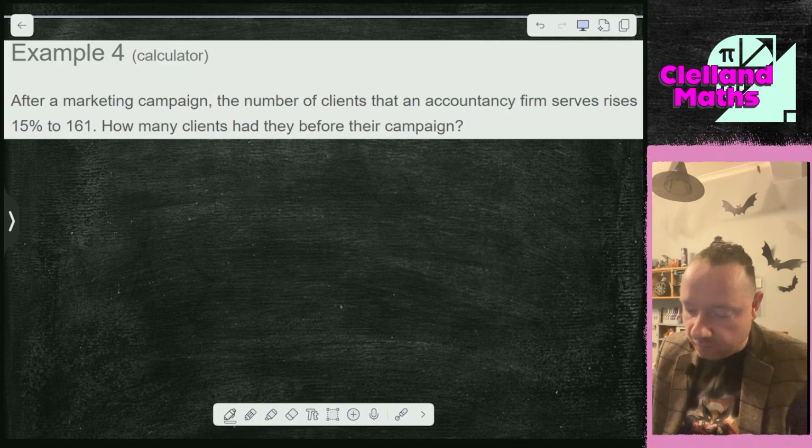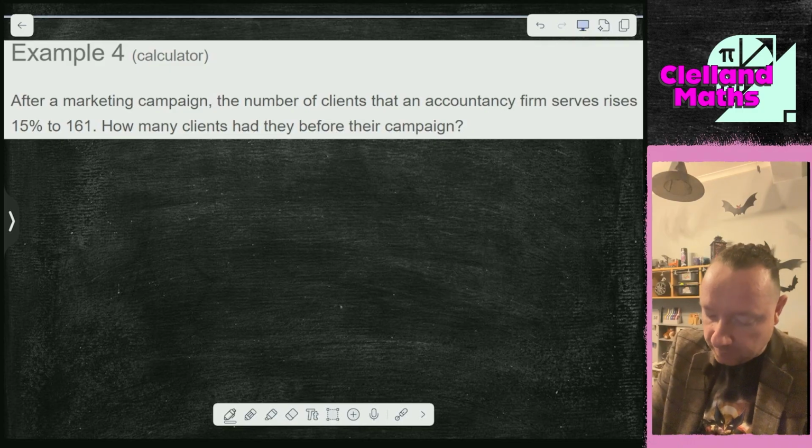Example 4. After a marketing campaign, the number of clients that an accountancy firm serves rises 15% to 161. How many clients had they before the campaign? So if it rises 15%, 115% represents 161.